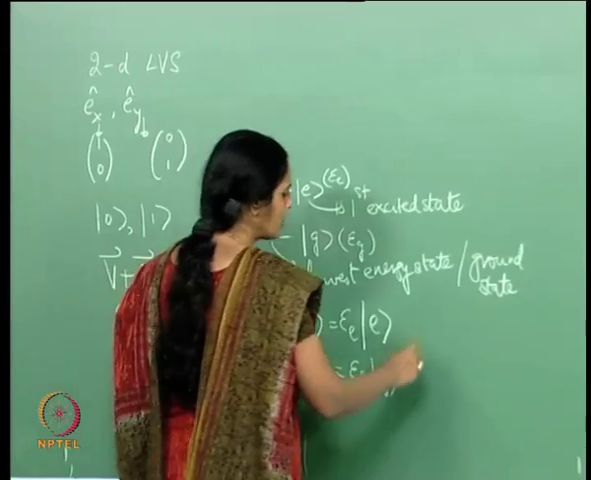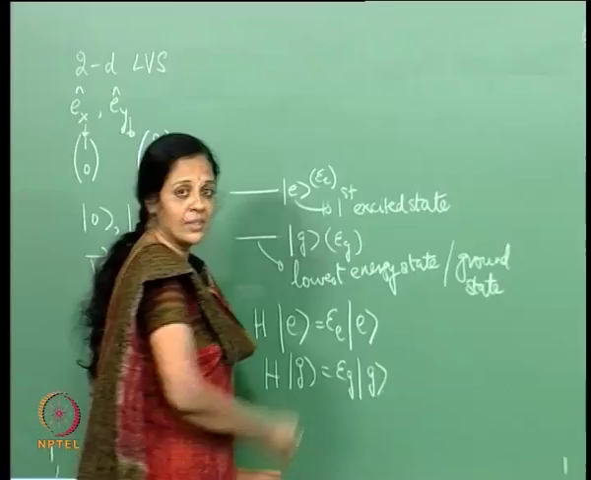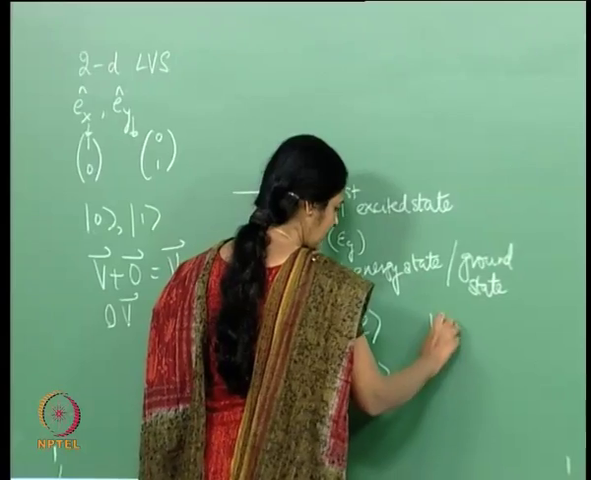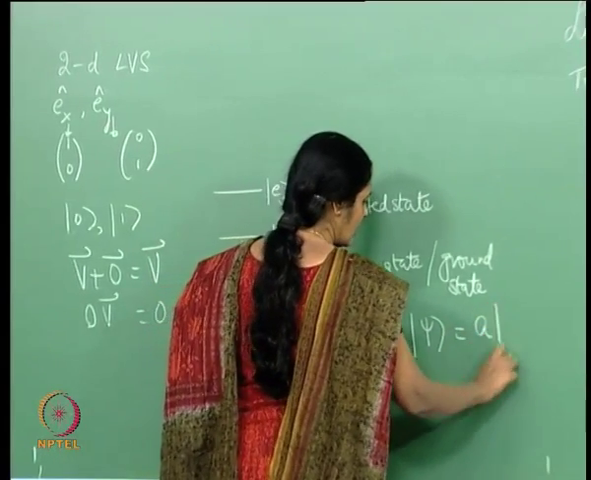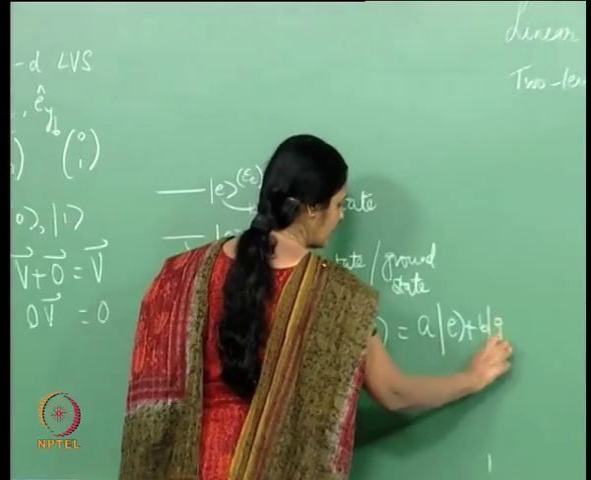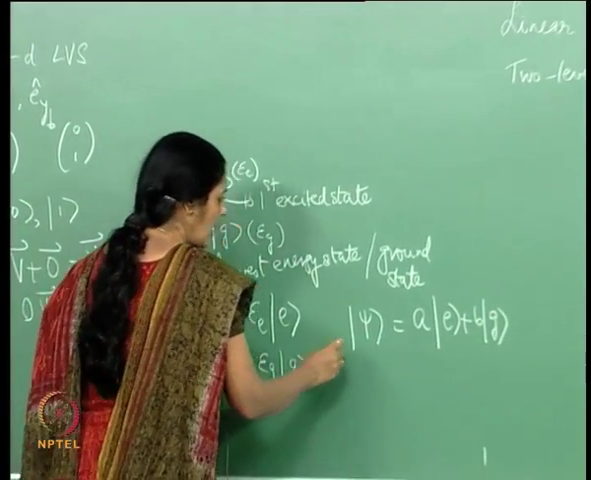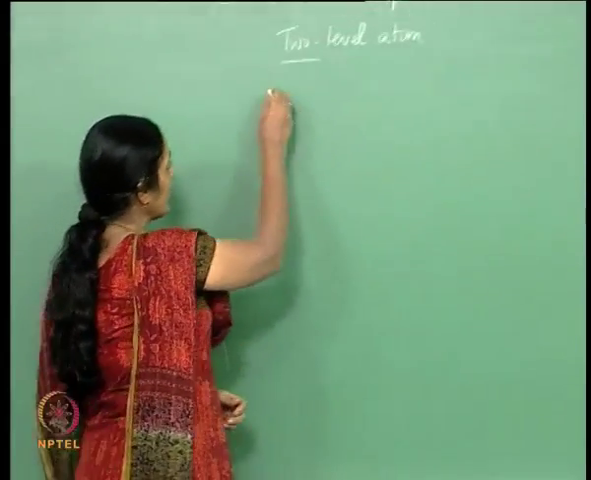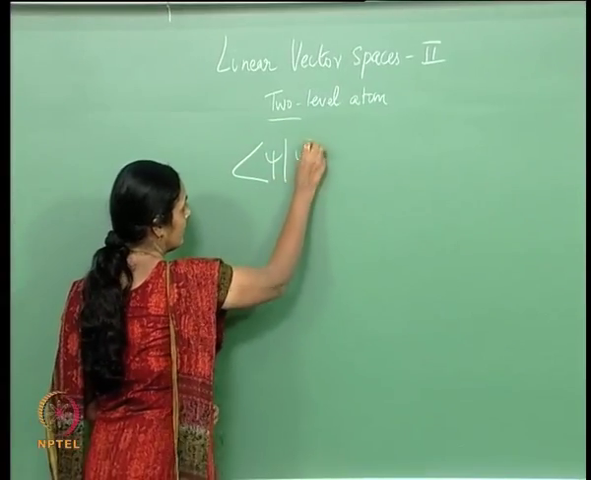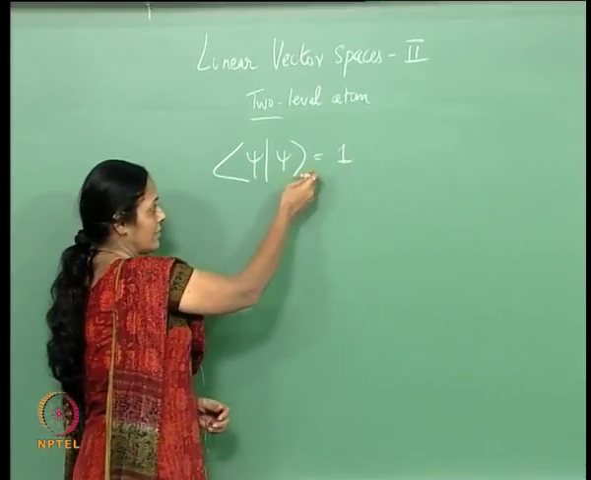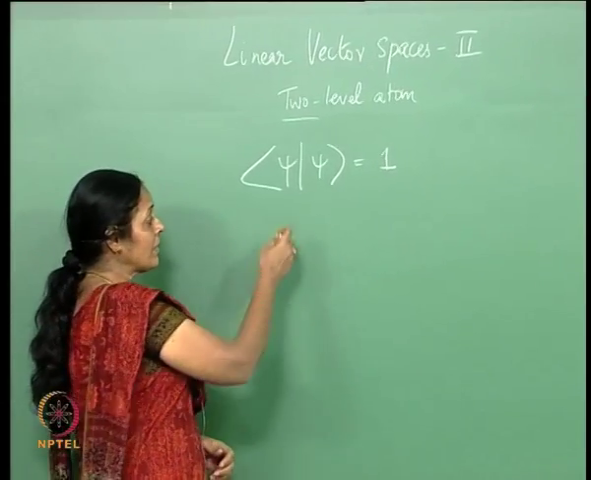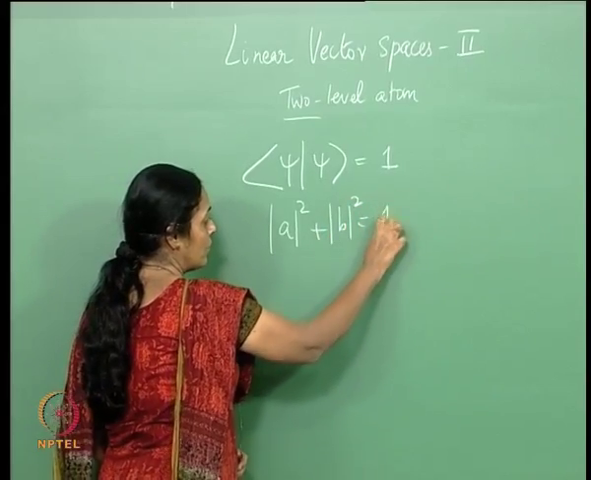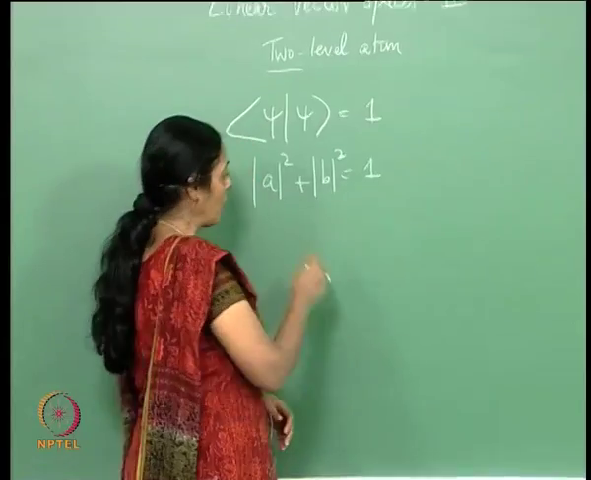A general state of the atom can be expanded in terms of these two basis vectors. So, the general atomic state can be written in this manner, and if indeed the state psi were normalized to 1, then it automatically follows that mod A squared plus mod B squared equals 1, where A and B are complex numbers.